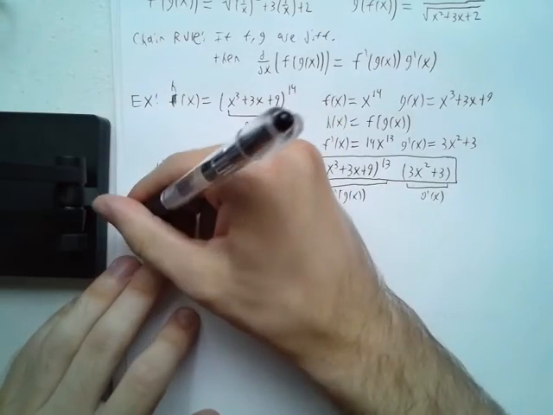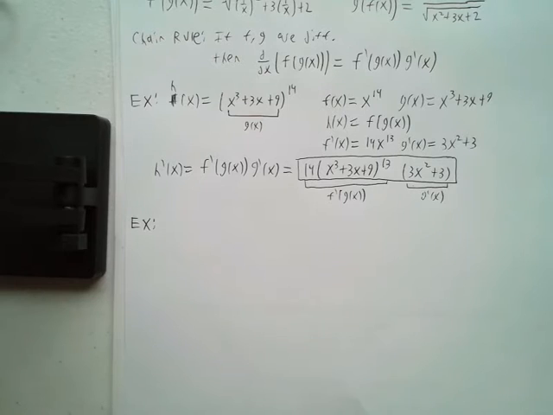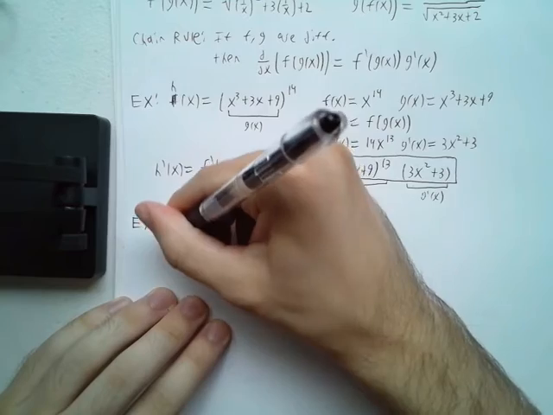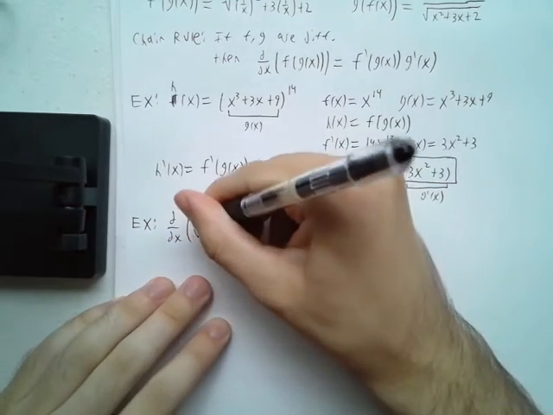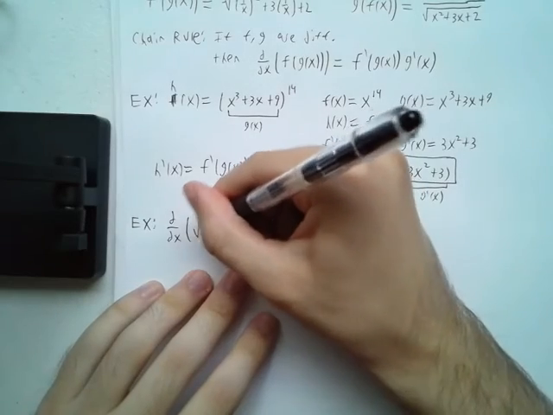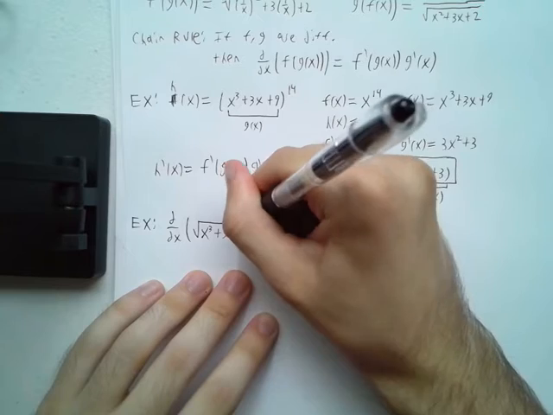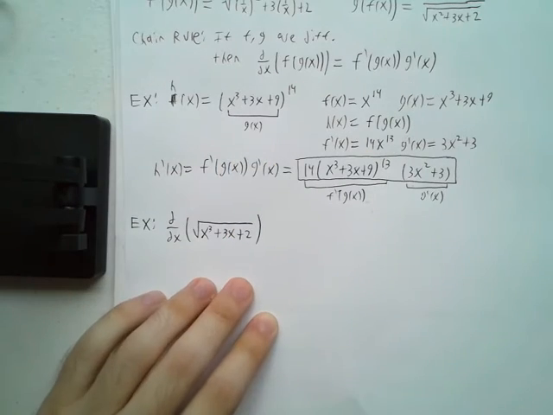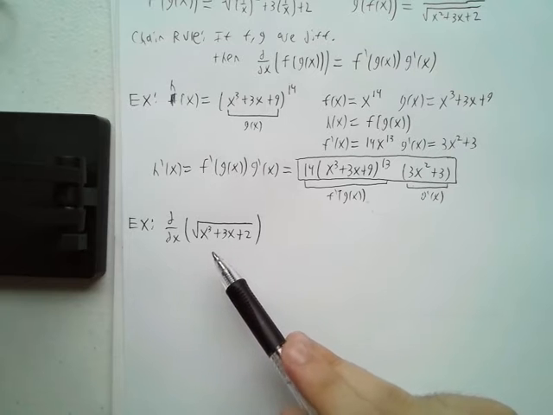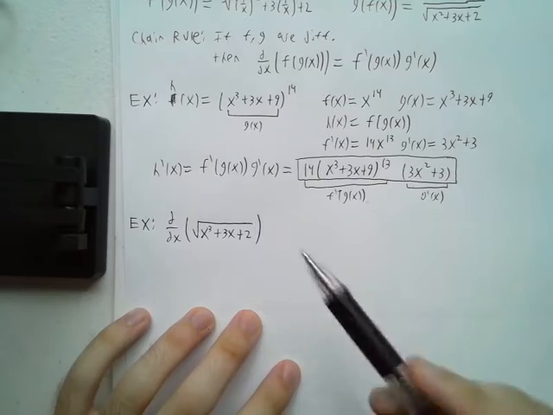Okay, let's take a look at another example. Let's suppose we want to find the derivative of the square root of x cubed plus 3x plus 2. In this case, this is not something we could have calculated before by just expanding, because we have a square root, and so we have to use the chain rule.